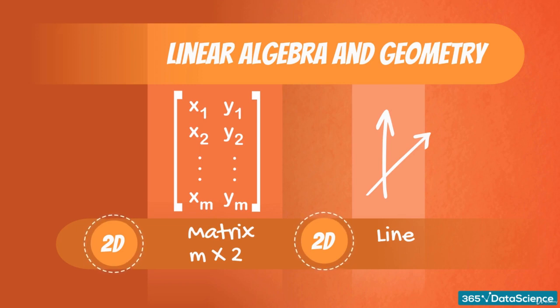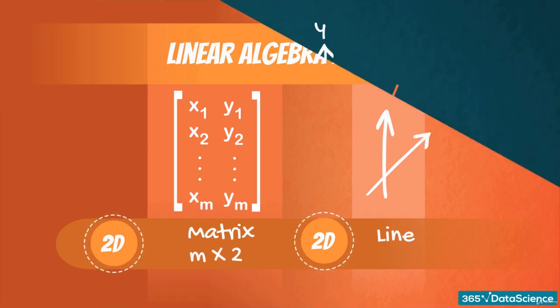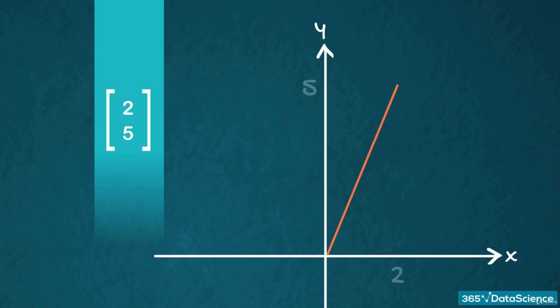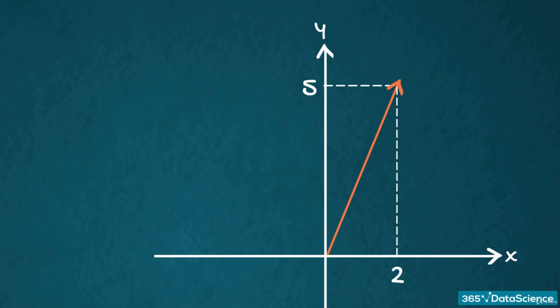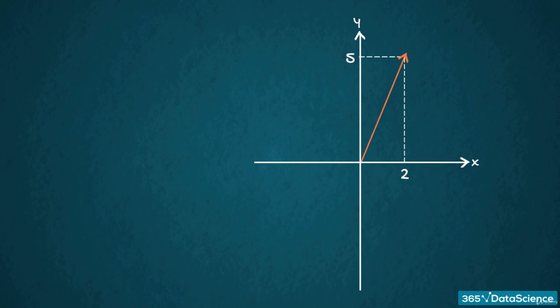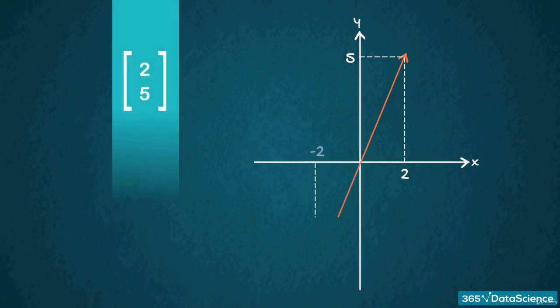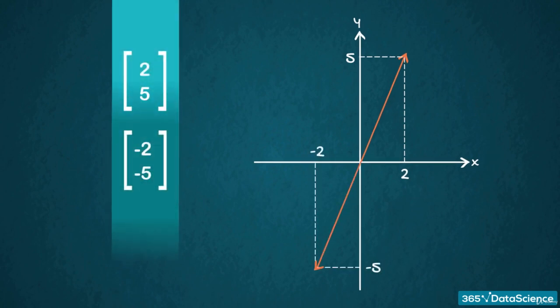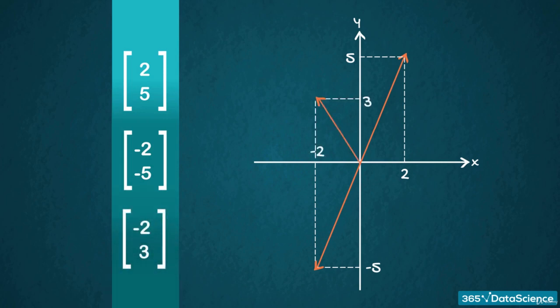Let's explore the two-dimensional plane. If I want to represent a vector, say 2, 5, it would be a line from the origin of the plane to the point of position 2, 5. The direction is always from the origin of the graph to the endpoint. The vector -2, -5 would be exactly the opposite of the first one. The vector -2, 3 would appear the following way, and so on.